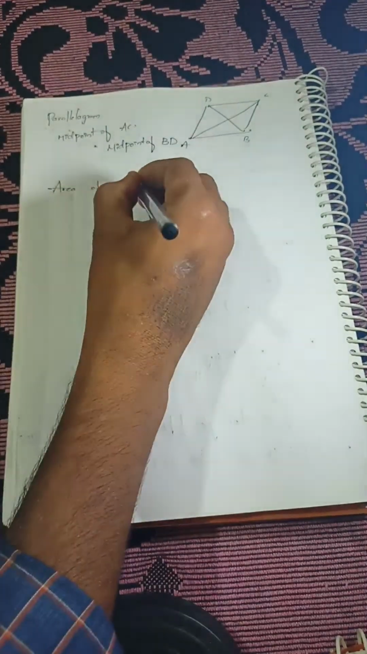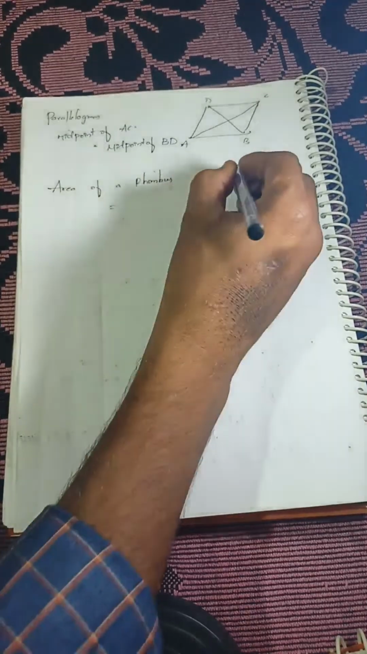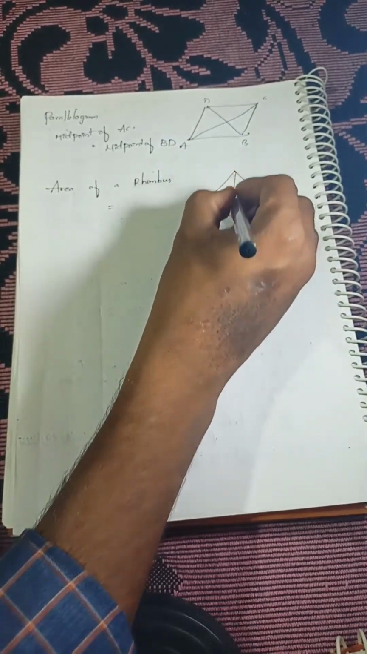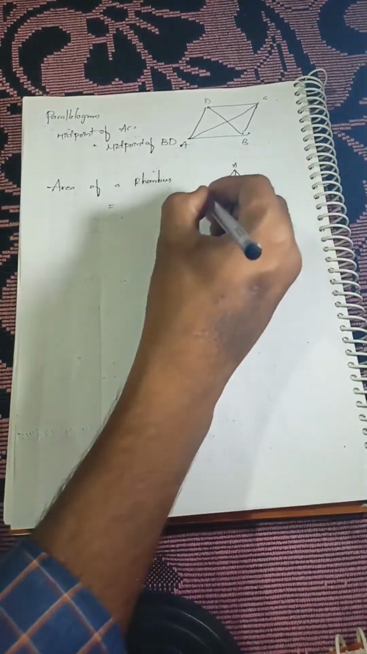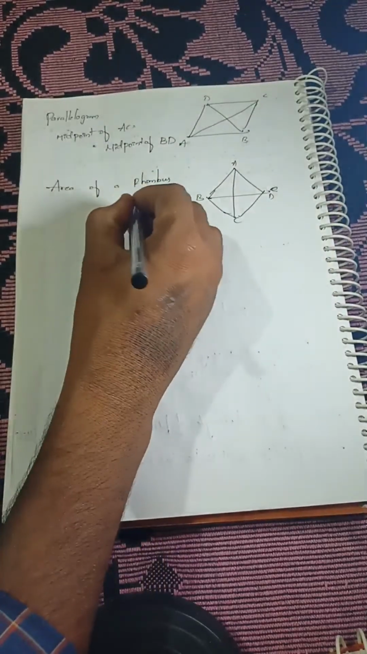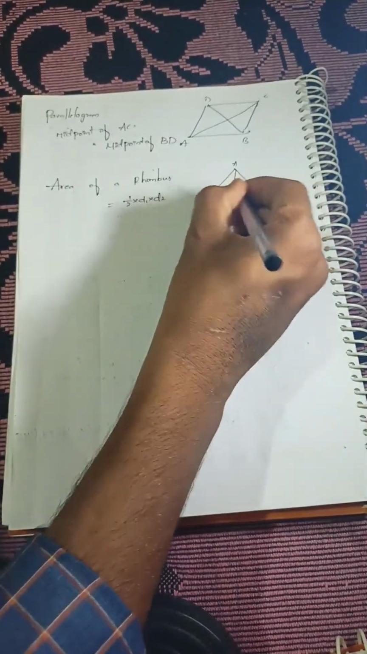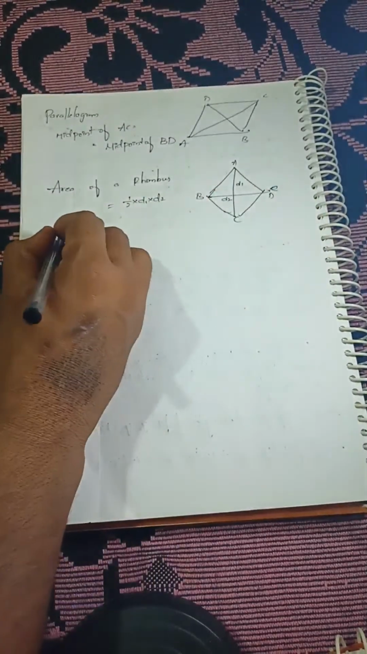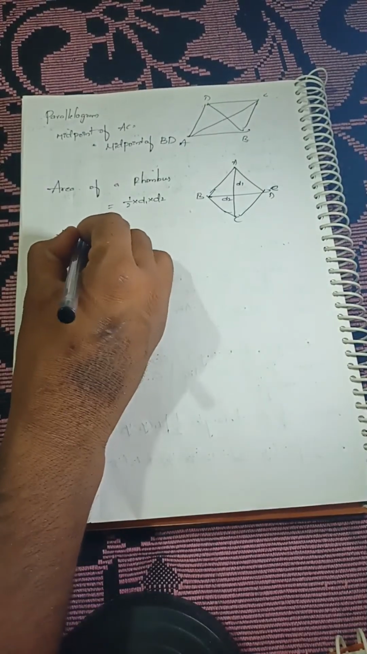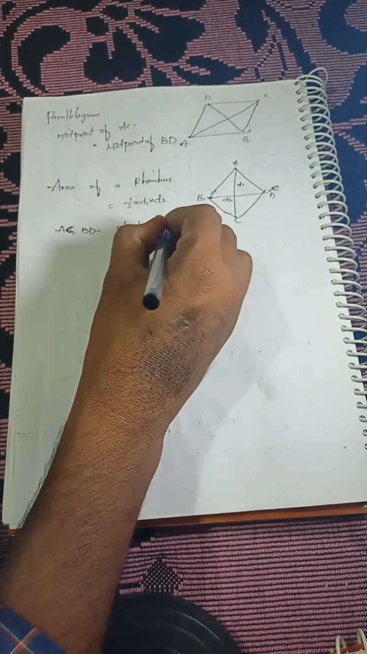So area of a rhombus, here also same. In the rhombus, four sides are equal, diagonals bisect each other, A, B, C and D. So half into diagonal D1 into diagonal D2. AC we are taking as diagonal 1, BD as diagonal 2. So for AB, AC, BD, we have to find out the distance between 2 points formula.